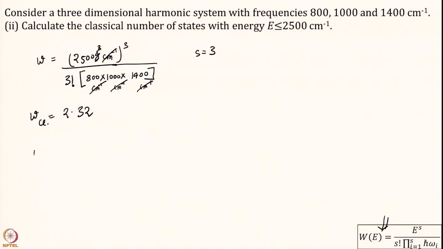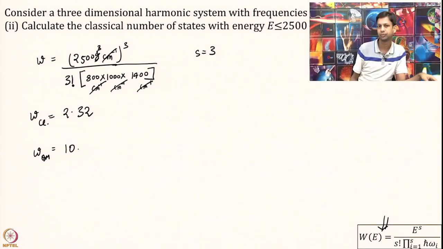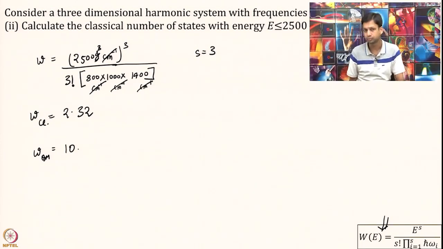So, you see W quantum was 10. Almost 5 times or 4 times more than the classical version. So, the classical W is not a good idea. We should do a quantum W. Okay. We will discuss a little bit more of this in the coming modules. This is a famous mistake actually made by RRK, by Rice and Ramsperger, and Kassel actually corrected it.